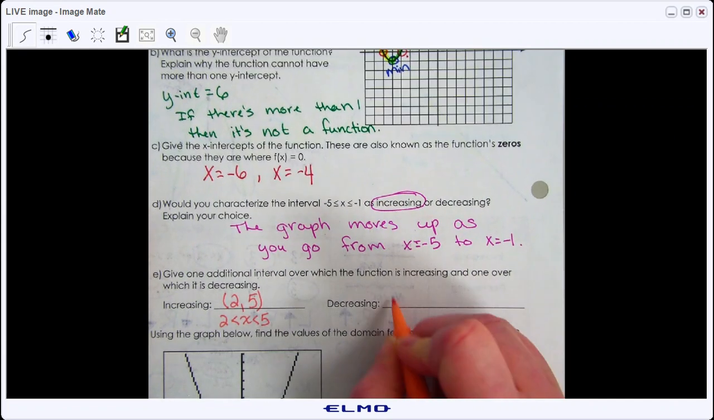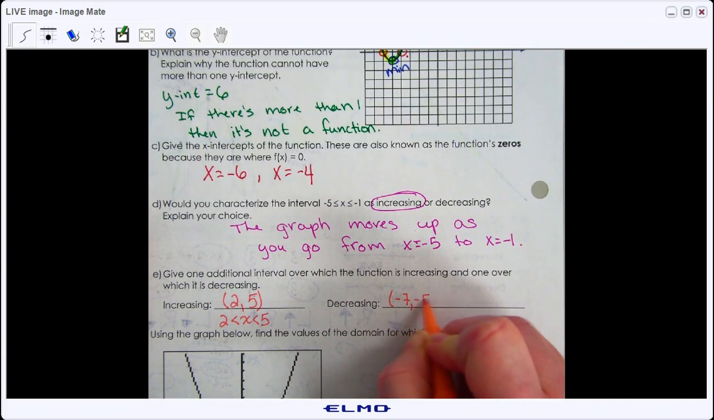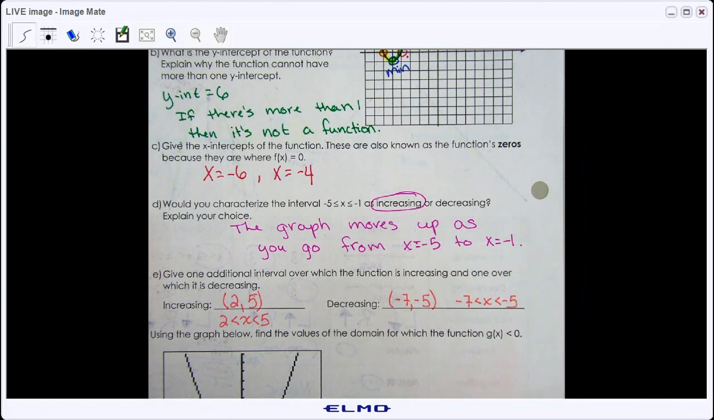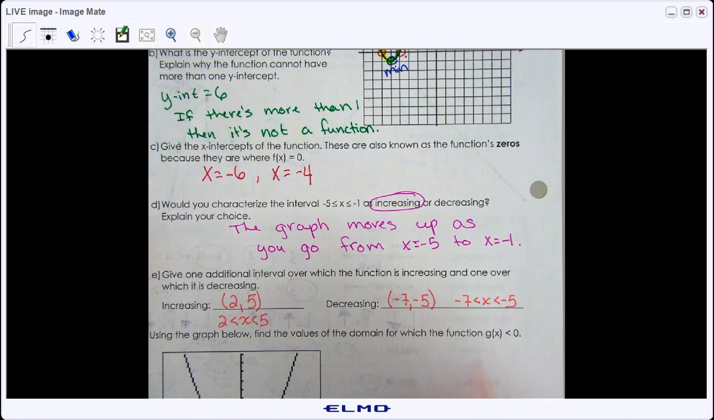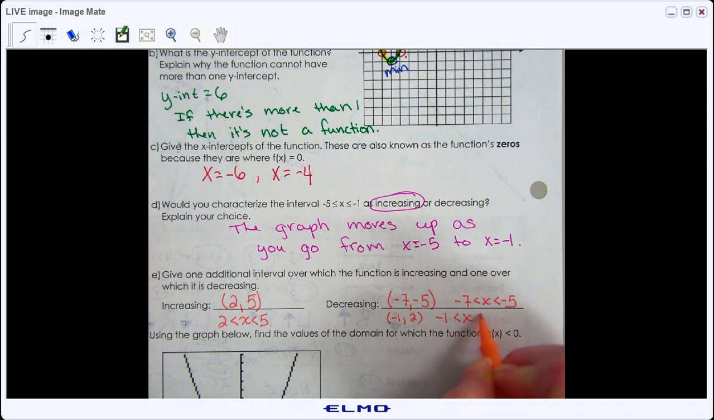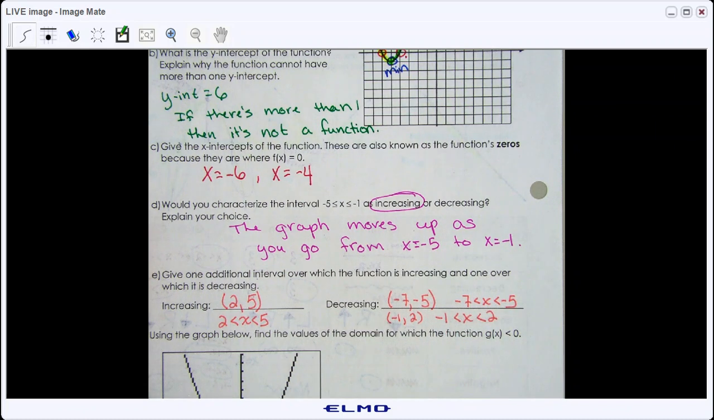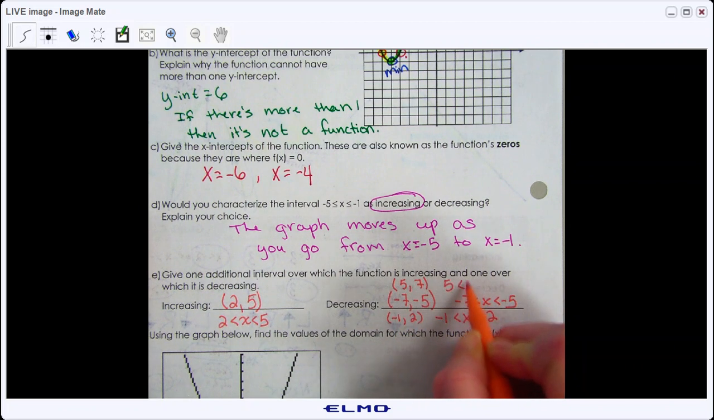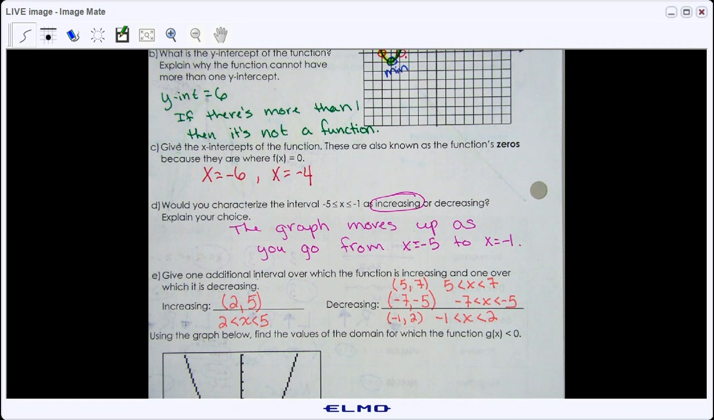So we can either pick the first decreasing section, which is -7 to -5. There are both our notations for it. You could pick -1 to 2. There are both intervals for it. Or we could pick the last one, which is 5 to 7. I'll write it up here. So one of those 3 has to be there, and those are both notation styles for each of them.